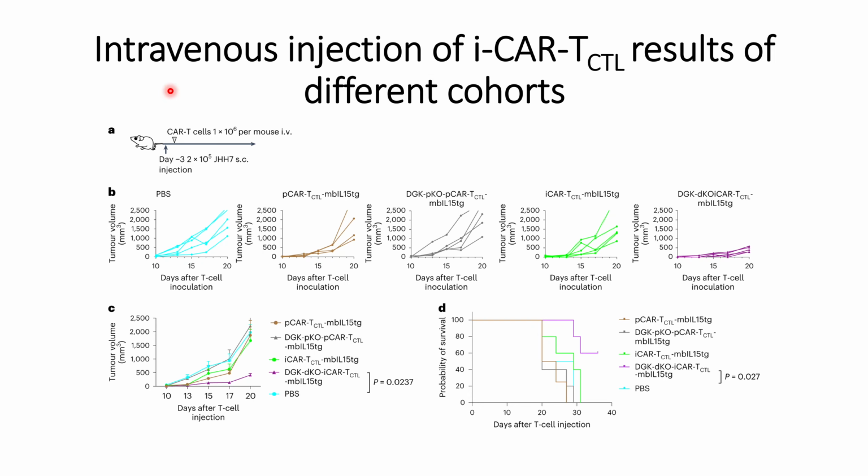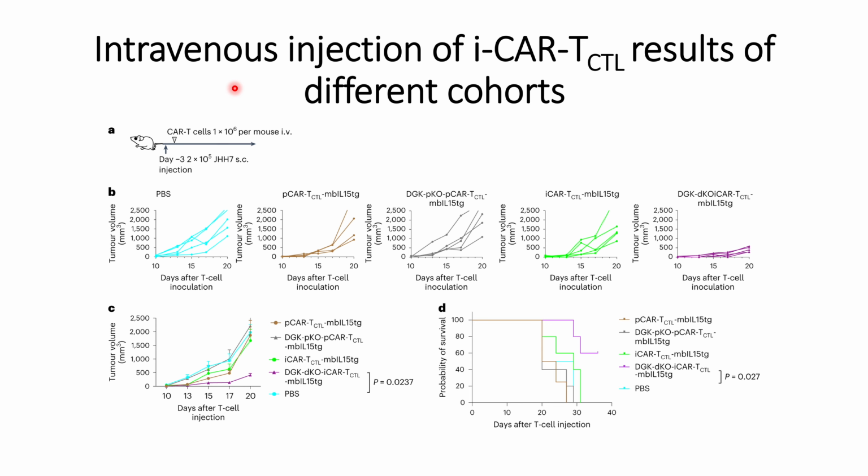In this video, we will discuss intravenous injection of iCAR-TCTL results of different cohorts. In the previous video, we discussed the in vivo studies, but I forgot to mention what kind of injection was used in those studies. In those studies, the researchers did the peritoneal injection of iCAR-T cells into the mice, and in this case, they used the intravenous injection of iCAR-T cells.